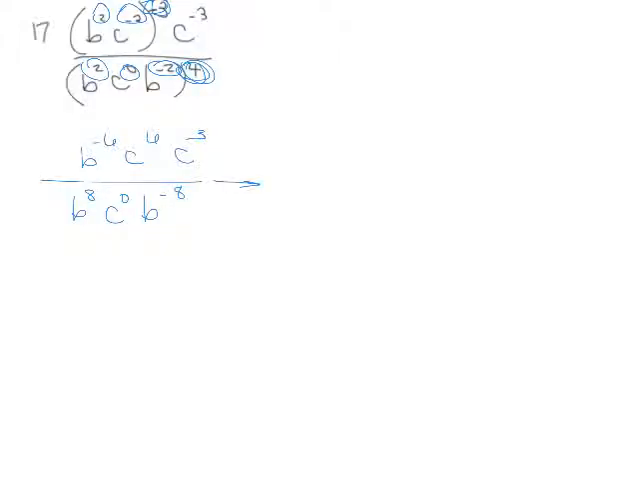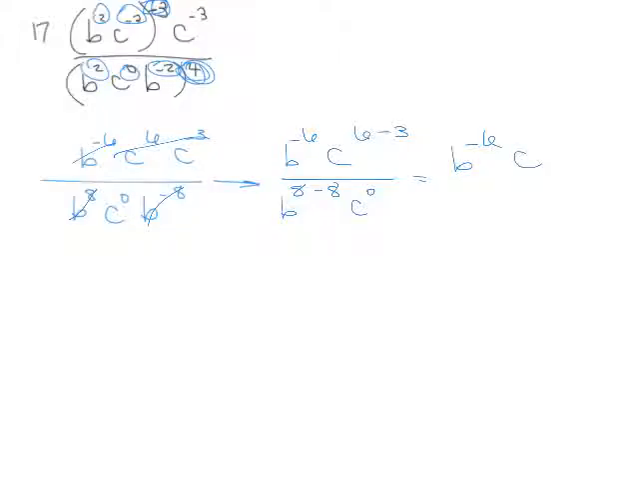Alright, so now I'm going to combine what I've got. My b to the negative 6 stays the same, but my c's, I have a c to the 6 minus 3, and that's going to be over b. I'm going to combine my b's, and then I still have c to the 0. That gives me b to the negative 6, c to the 3rd, over b to the 0, c to the 0.